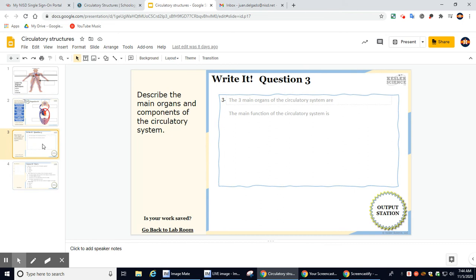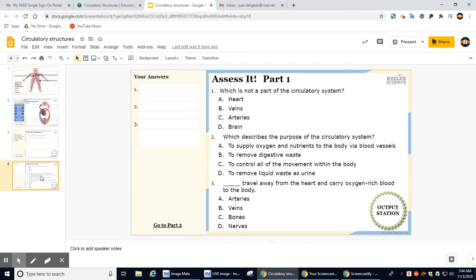For write it, you're going to describe the main organs and components of the circulatory system. So what you're just telling me is the three main organs of the circulatory system and then the main function of the circulatory system. And then you have three multiple choice questions. Again, just an A, B, C, or D answer for those off to the side here.